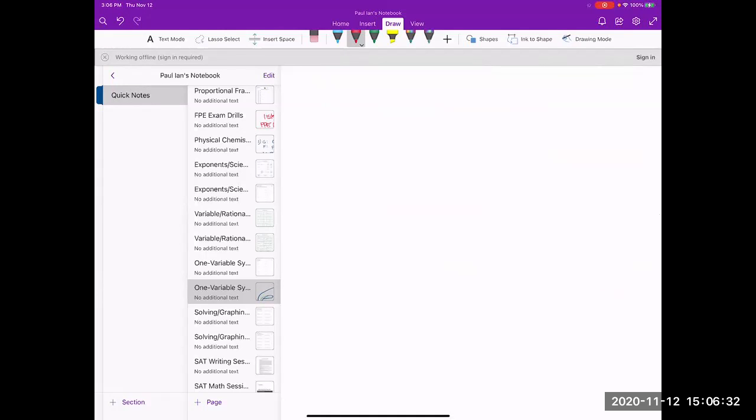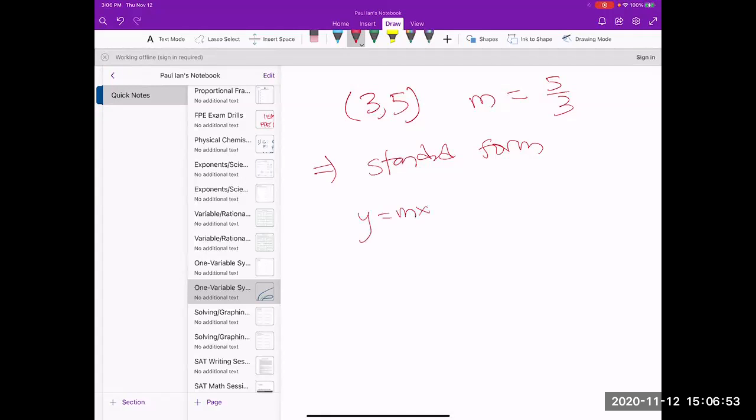All right, let's do something similar to that again. So why don't we get the point 3 and 5? And the slope here is 5/3, yeah? Yeah. And then find the standard form. So you're given the slope, so you have y = mx + b, right? Yeah. So you're given the m, so that's y = 5/3 x + b. So how do I get b?